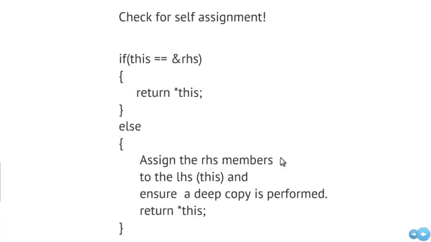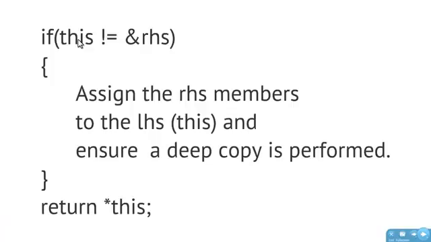Probably a little bit better way to do this, so that we're not doing the statement of return dereference this twice, is to check for this not equal to what we have on the right-hand side. So we're just checking to see if whatever we have on the left-hand side is not equal to what we have on the right-hand side, and then performing the correct assignment operations and doing the deep copying, and then finally returning the particular myClass object by reference.